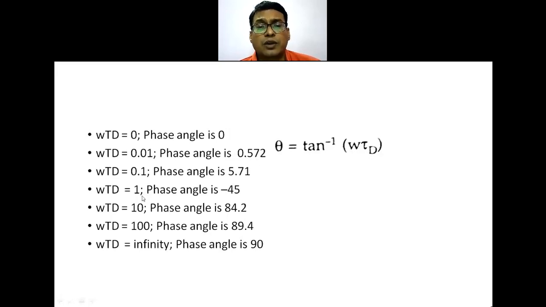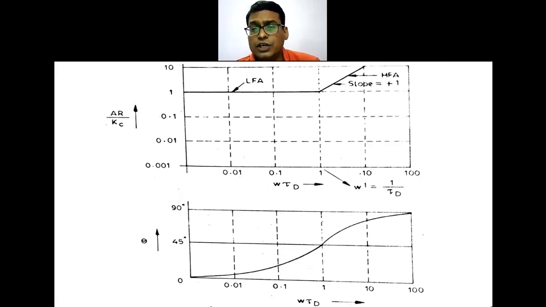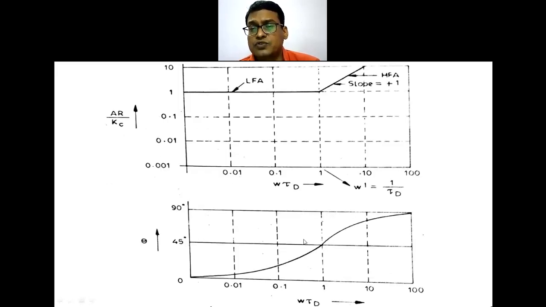Similarly, you can calculate for 0.1, 1, 10, 100 and infinity, and then plot a graph. So for the value of 1, it comes as 45. For the value of W tau d equal to 1, the phase angle is minus 45. So this is what the minus 45 is, the phase angle.